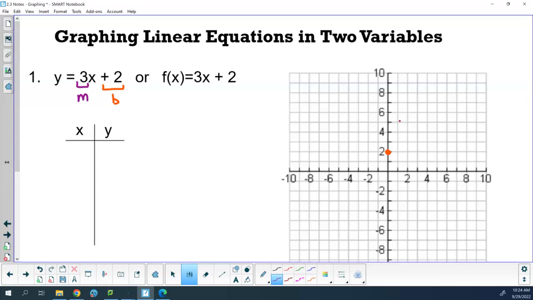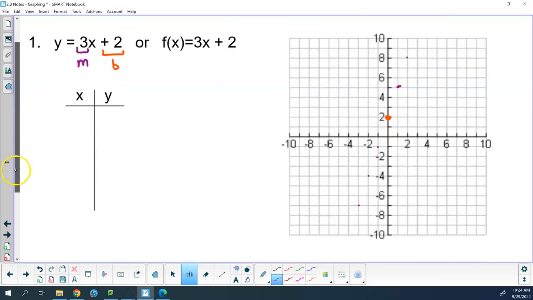1, 2, and 3, right 1. Can't go 3 more, so I don't want to go that way. Okay? Or I could go down 3 and left 1. Down 3 and left 1.